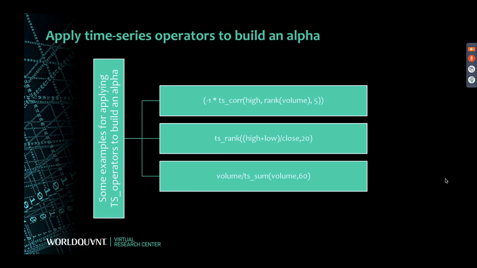So comparing today's volume to the total volume of the last 60 days would be something like volume over TS sum of volume 60. You can think about replacing this TS sum with TS mean if you want to, or anything else. Like you can normalize it, divide it by 60, but depending on how you're using it, you might be fine with using the sum or the mean. So it's always good to keep this TS sum and mean in mind.